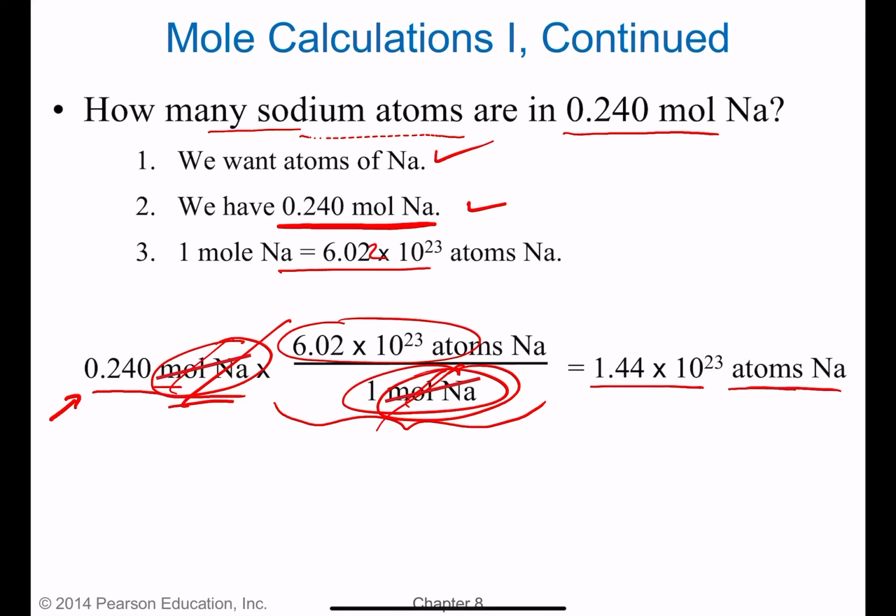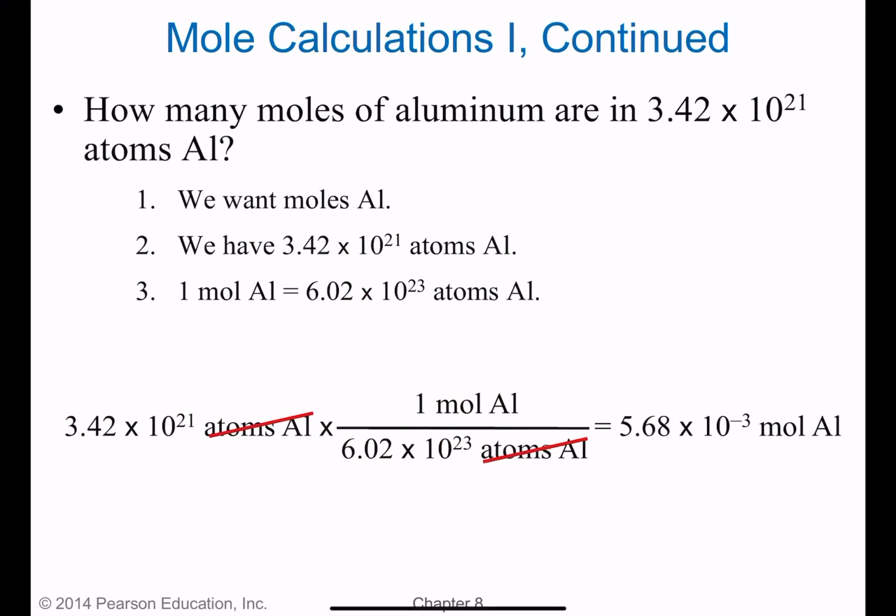And then this is just what our calculator tells us. I suggest you practice. Go ahead and type in 0.24 times 6.022 times 10 to the 23rd, and make sure you can get the same value, because that is making sure that you can do the calculation successfully and correctly on your calculator. So another example: how many moles of aluminum are in 3.42 times 10 to the 21st atoms of aluminum? So we want to calculate moles. That's what they asked for, how many moles. We're given 3.42 times 10 to the 21st atoms of aluminum, and this is our conversion factor.